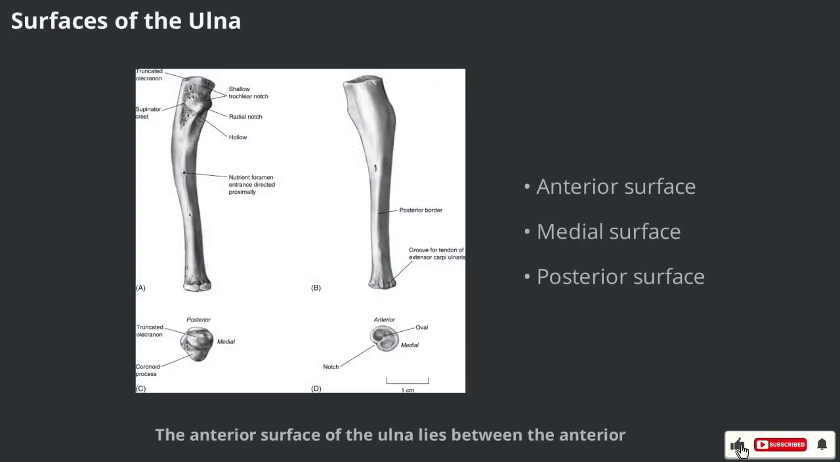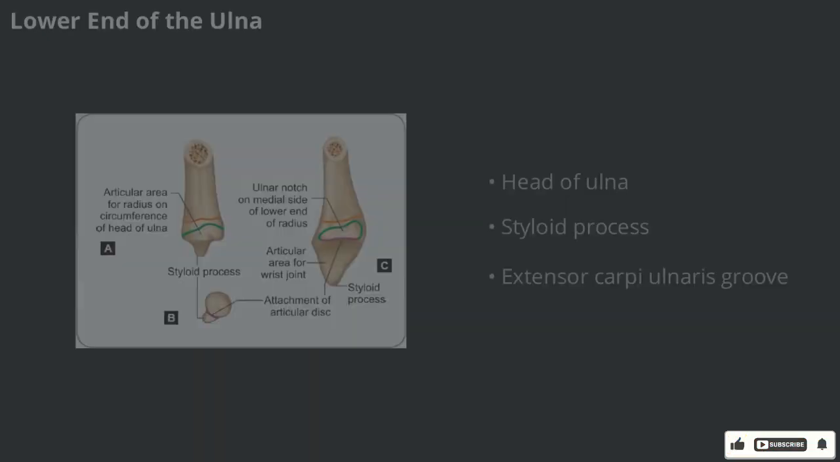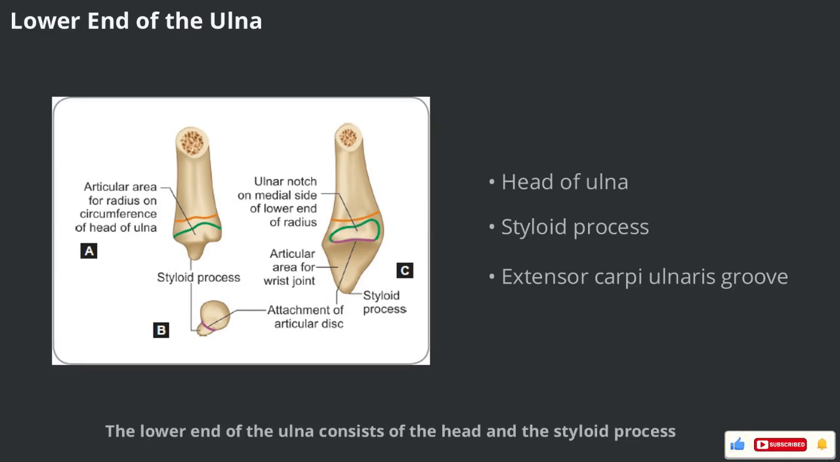Anterior surface of the ulna lies between the anterior and interosseous borders and contains a nutrient foramen for blood supply. The medial surface is between the anterior and posterior borders, while the posterior surface is divided into 3 areas by 2 lines. These surfaces provide attachment points for various muscles and are important for understanding the functional anatomy of the forearm.